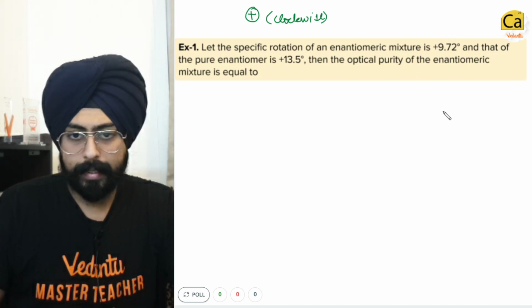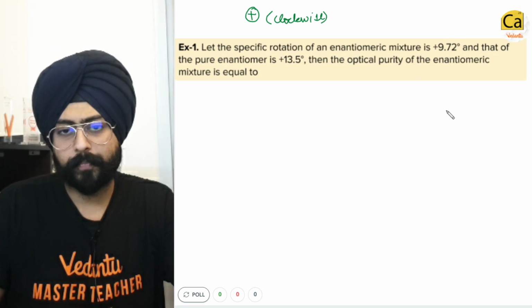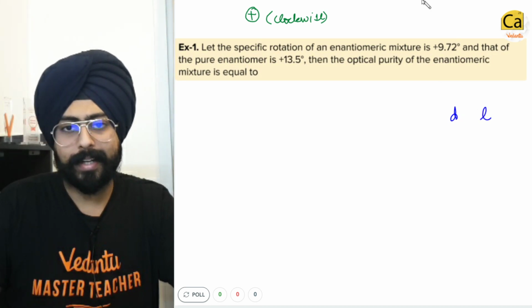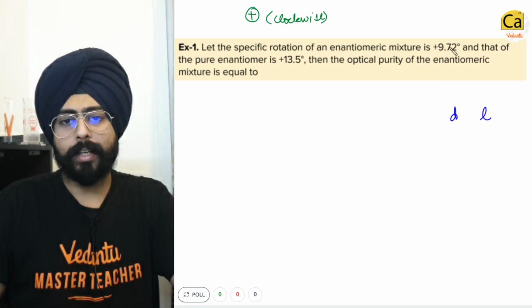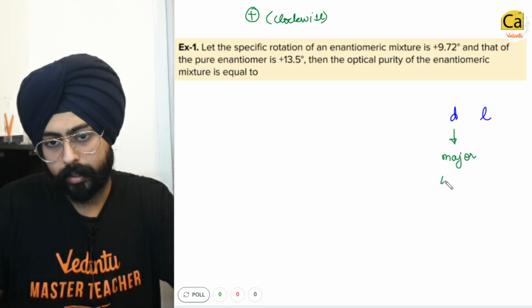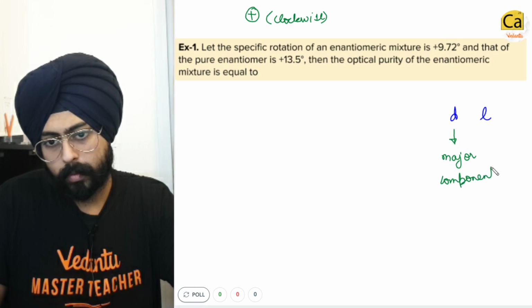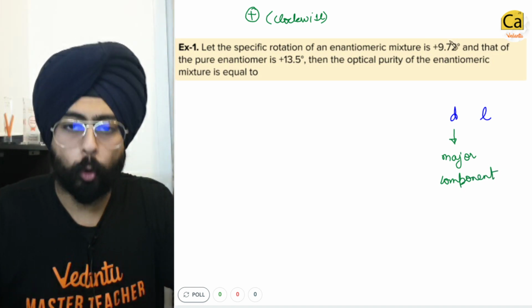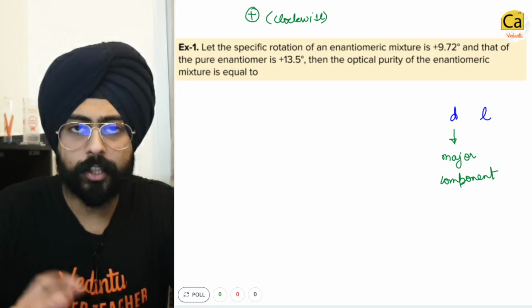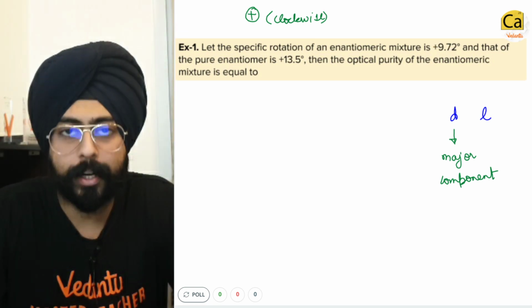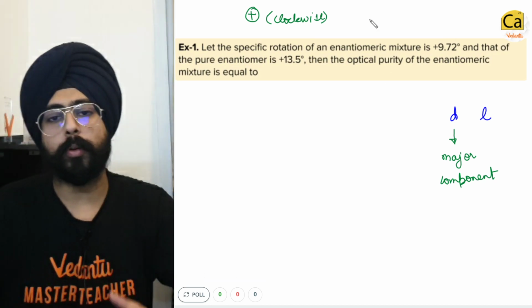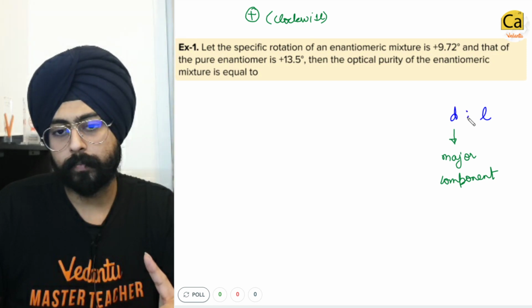Let the specific rotation of an enantiomeric mixture be plus 9.72%. Over here there is a dextrorotatory enantiomer and a levorotatory enantiomer. Do you realize that dextrorotatory is the major component over here? Why so? Because overall it is rotating light in the positive direction, in the clockwise direction, in the dextro direction. So the dextrorotatory isomer is the major component in this particular mixture.